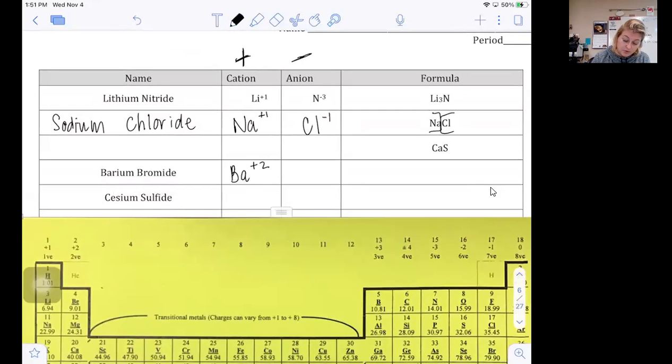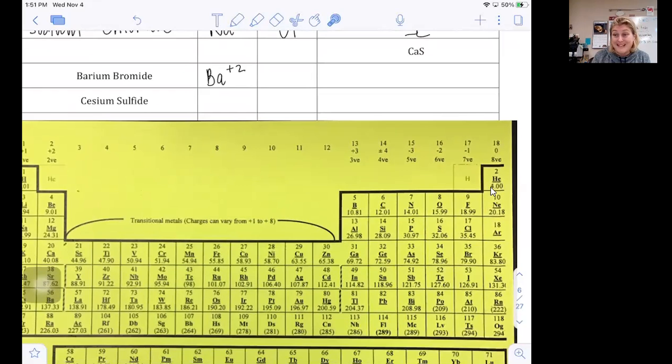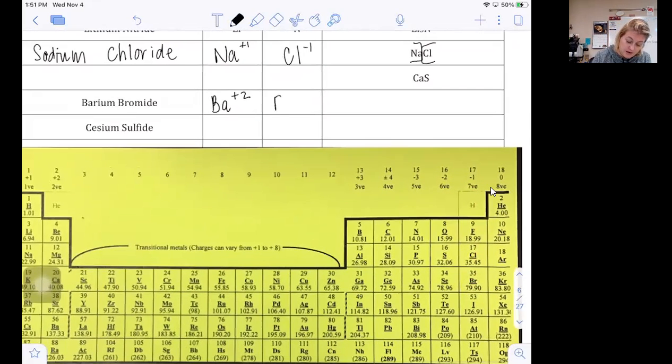Then I can move to bromide, IDE, bromide. Used to be bromine, but now that it was bonded, it changed its name. So bromine is right here, Br with a -1 charge. So Br with a -1 charge.